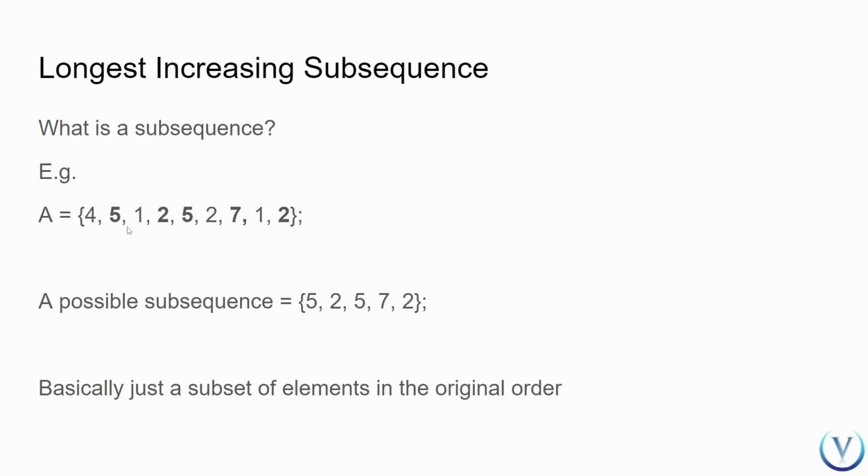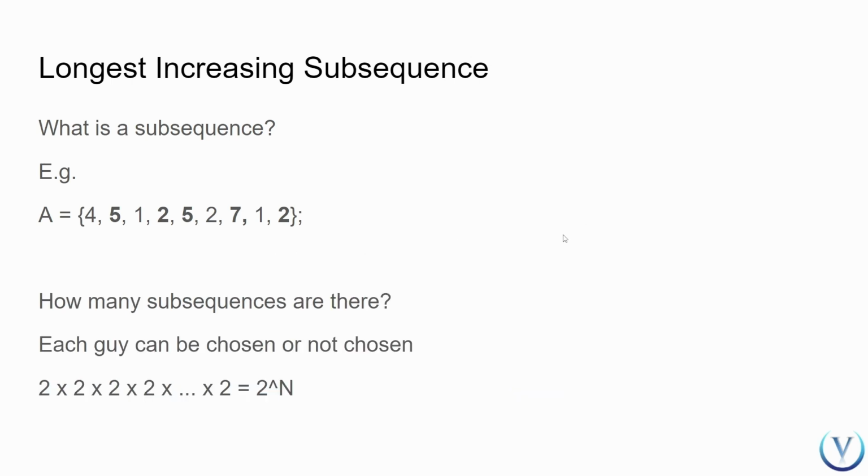However, they did not have to be contiguous, meaning that 5 was selected over here and 2 was selected, but the number between them, which is 1, was not selected. In other words, a subsequence of an array is just a subset of elements in the original order. This differs from a subarray because a subarray has to be contiguous. Now, as a quick check of our knowledge, how many subsequences can there be? The answer is 2 to the n, because for each element, it can either be in the subsequence or not in the subsequence.